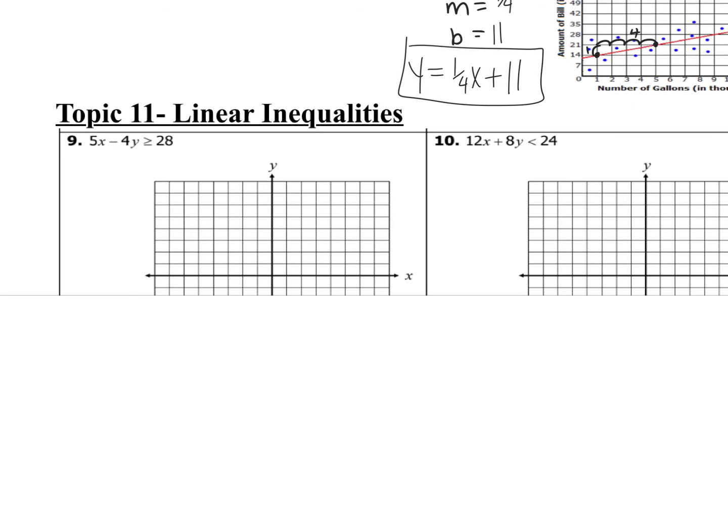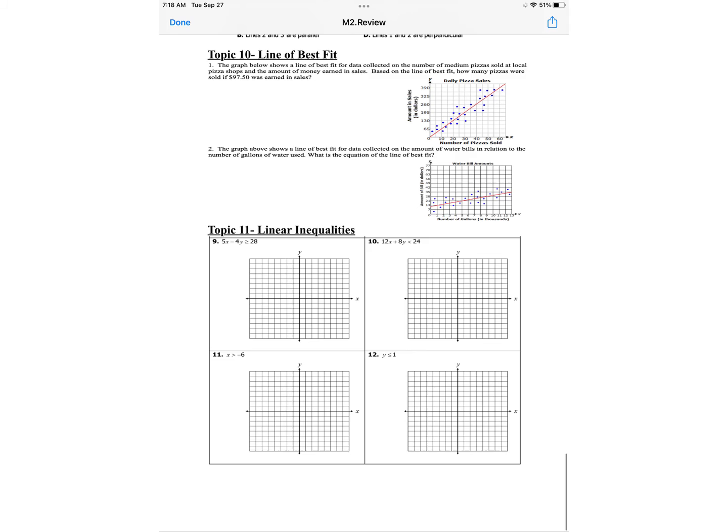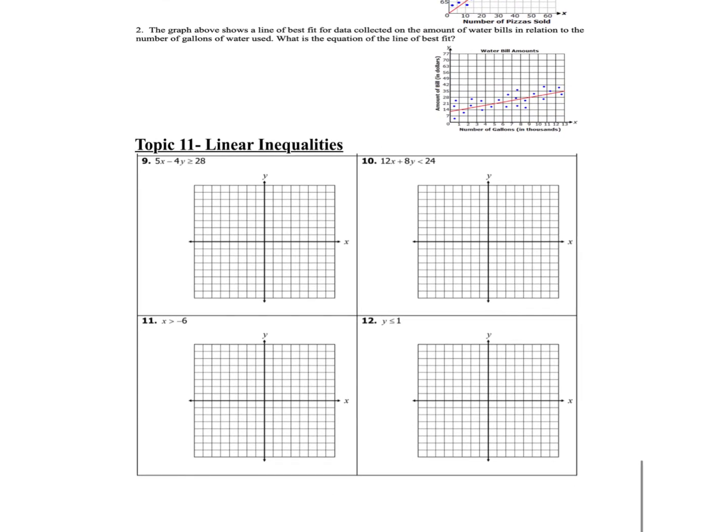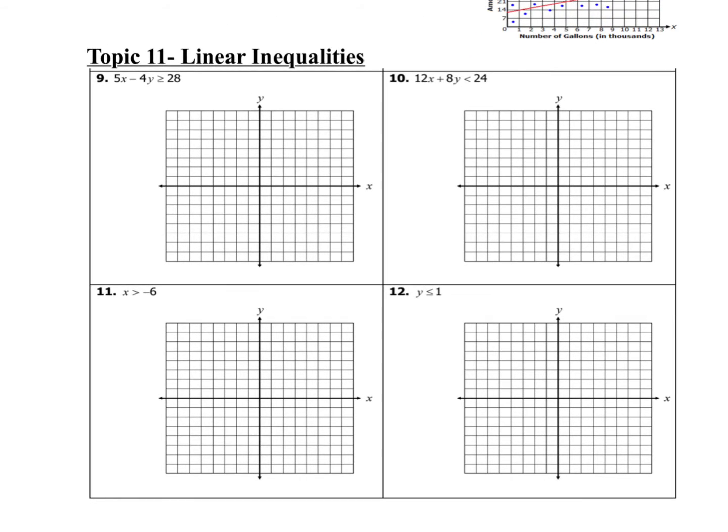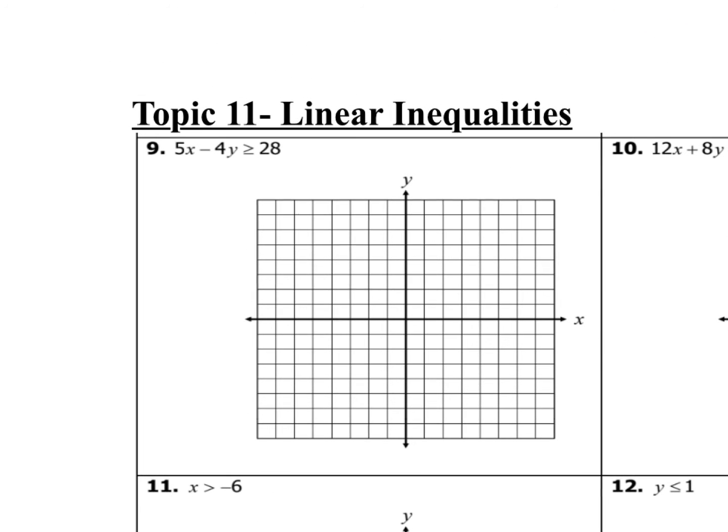And remember the rules. We've got part, topic 10, we just finished. Topic 11, linear inequalities, the most recent thing that we've done. Number 9, so we have to solve and get these in slope-intercept form, mx plus b, which means I got to solve for y, and it's only 2 steps. Subtract x, divide by the coefficient of y.